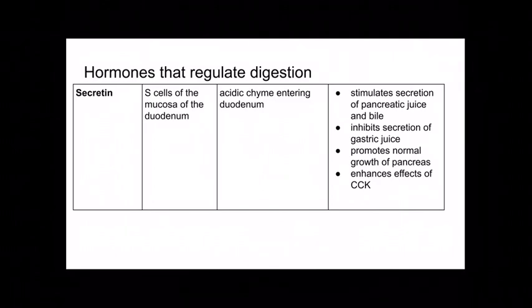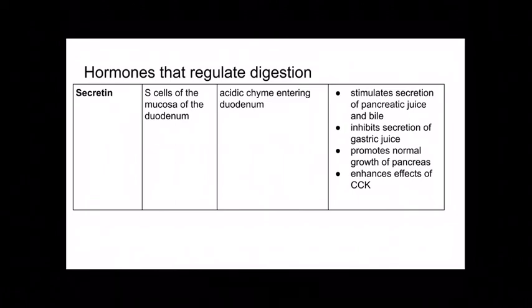Secretin, what does it do? We've looked at it before, but let's just look at it again. It stimulates the secretion of pancreatic juice and bile. Great, totally perfect, makes sense. There's food in the small intestine, and that's going to stimulate a hormone that's going to stimulate pancreatic juice and bile to be secreted.